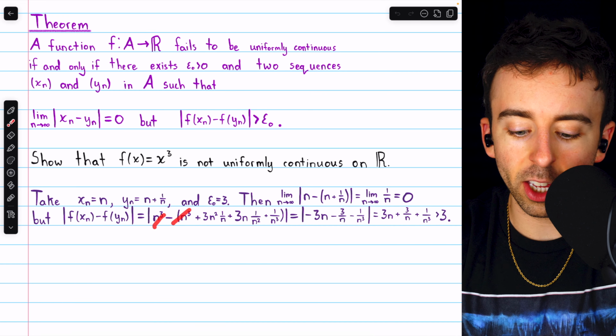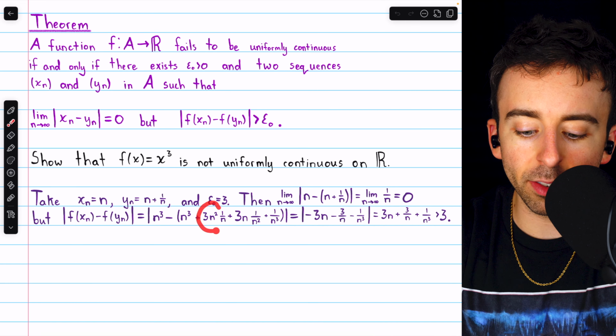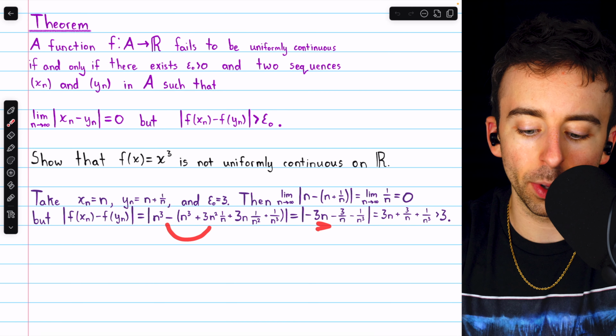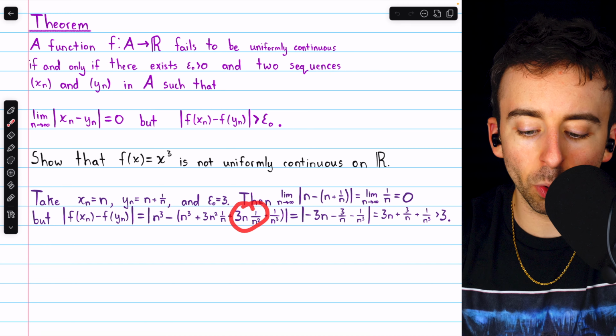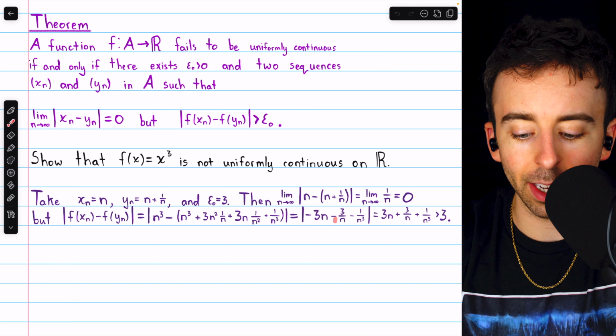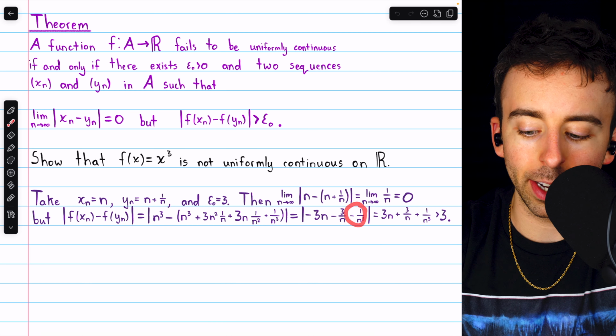n cubed minus n cubed, that cancels out. 3n squared times 1/n, that's just 3n, but of course it's getting hit with a negative. 3n times 1/n squared, that's 3/n, which also gets hit by a negative. And then finally minus 1/n cubed at the end.